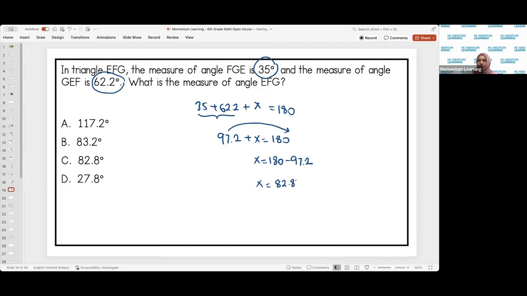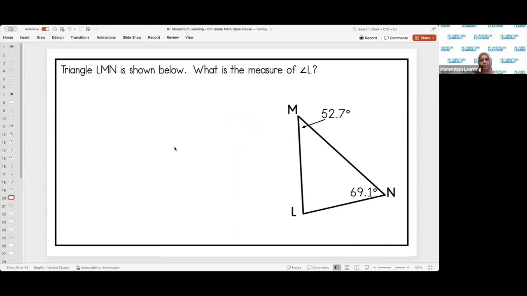Any questions so far? Okay, let's continue. You are good, guys. So the next one. Again, we have the same logic. The triangle LMN is given. What is the measure of angle L? Let me tell this one is X. So I'm going to write the equation. Then I'll solve the missing one.